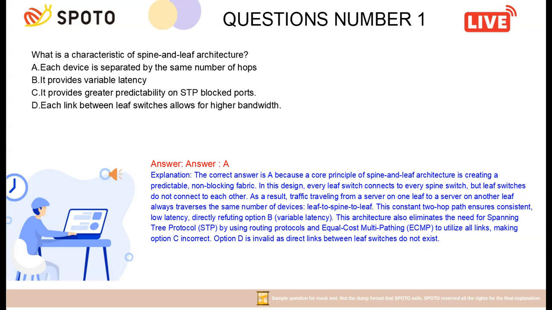This constant two-hop path ensures consistent, low latency, directly refuting option B, variable latency. This architecture also eliminates the need for spanning tree protocol, STP, by using routing protocols and equal cost multipathing, ECMP, to utilize all links, making option C incorrect. Option D is invalid as direct links between leaf switches do not exist.